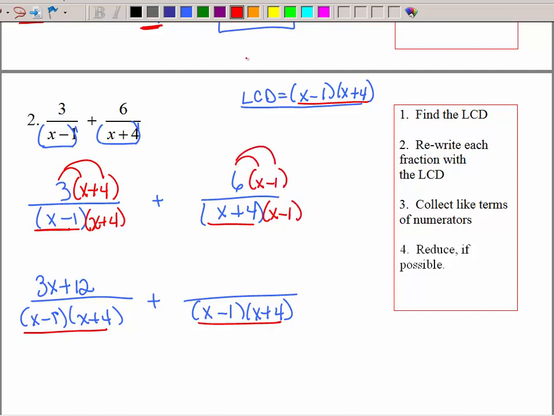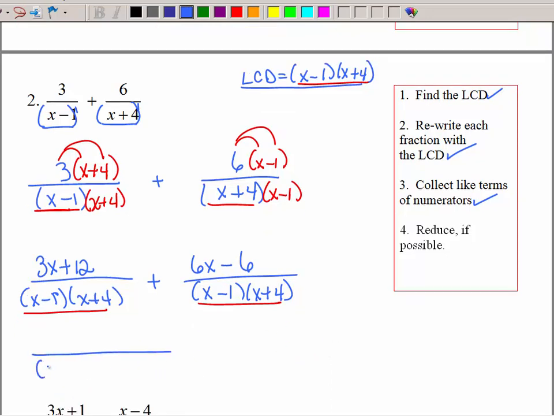And again, I need to distribute. So I have 6x minus 6. So again, I found the LCD. I rewrote both fractions with the LCD. Now I'm going to collect like terms across the top. So I have this denominator: x minus 1 times x plus 4.